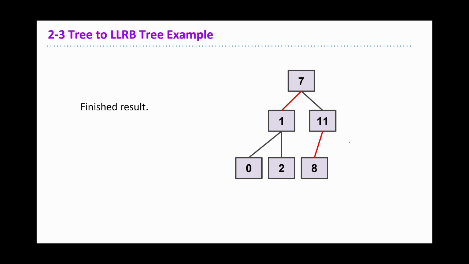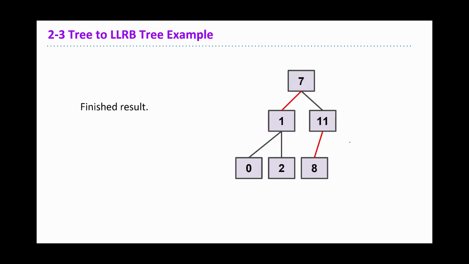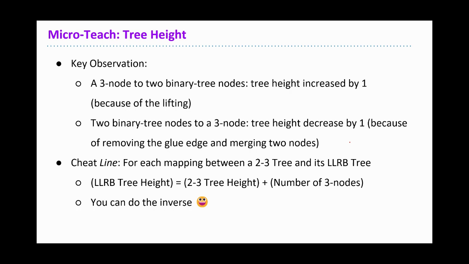So for all intents and purposes, the exact same data is stored in the previous 2-3 tree here as is here. So I hope that example made sense. Next, I'm going to go over tree height. So one key thing, I'll let you guys go over this slide at the beginning, a few items, just to see if you agree with these observations and if you can think of some examples for this.